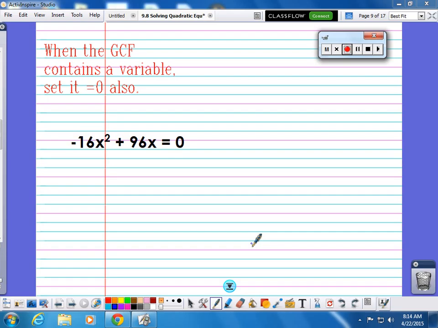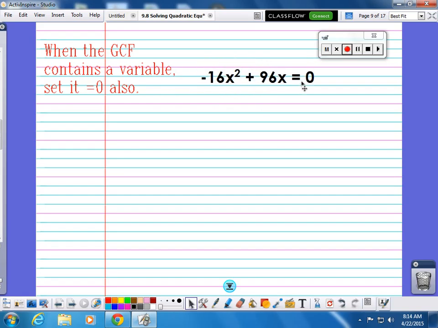Negative. The leading coefficient's negative. Typically, we would factor out a negative. All right, so if we factor out a negative 16, what else? X. There's also a common x, and the smallest exponent is 1. So I'm going to factor out a negative 16x. What will I get here? Positive x, and here? You guys got the calculator, right? 6. And -6. Right, there's my two factors.